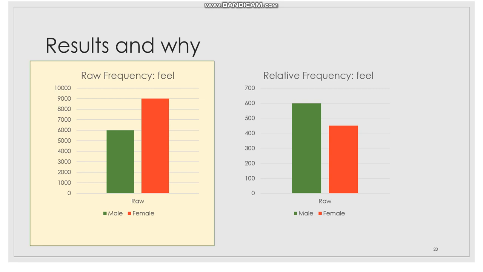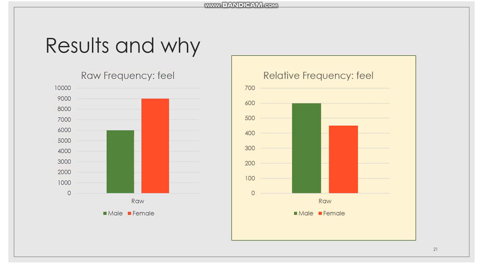The raw frequency count suggests that female speakers use feel more than male speakers. This is evident as we observe 6,000 occurrences of the word token feel for male speakers and 9,000 occurrences for female speakers. However, the relative frequency of feel is larger in the male subcorpus than in the female subcorpus. The relative frequencies of feel are observed at 600 for male speakers and 450 for female speakers.